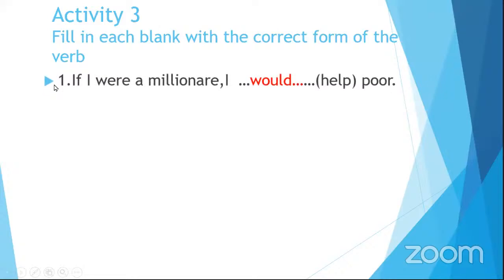Okay, the first one. If I were a millionaire. So look at the verb, past simple. So this belongs to type 2. Since the if clause is in the past tense, then definitely the verb should be would or could. I would help the poor. If I were a millionaire, I would help the poor.